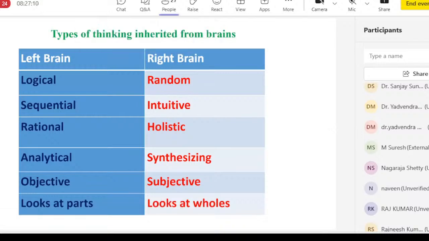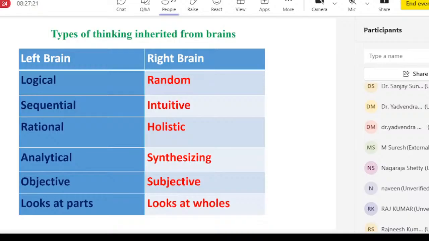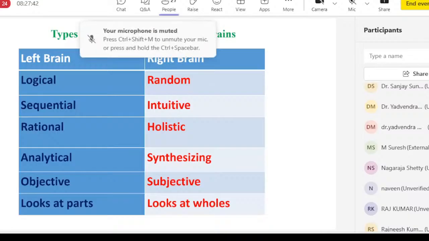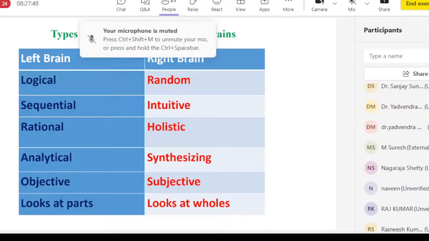So look at parts. Whereas right brain, you just see that the global learning is there for the right brain. It's random. It doesn't follow any pattern. It's not systematic. But don't say that the right brain is doing something wrong. No, the exceptional talented people will, most of the time, use the right brain. So they go for random thinking, intuitive. That means a hunch is there that, okay, this could be the possibility. Nobody has told them, but he or she within their mind finds the hunches that this can be there.